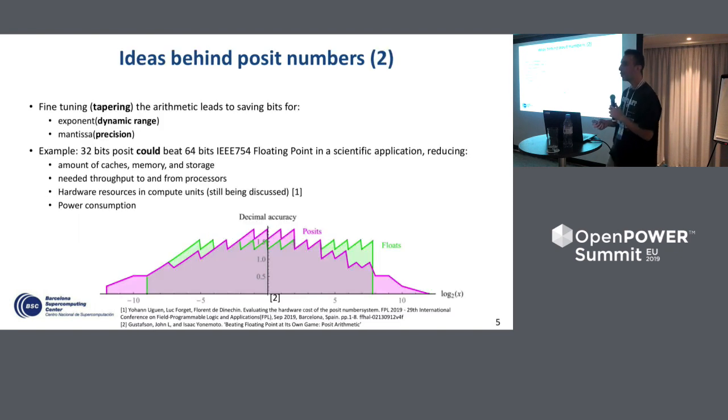From a hardware point of view, what does that mean? If we suppose that, because there is more entropy per bit in a Posit representation, a 32-bit Posit number could beat a 64-bit floating point in a scientific application. It could, it's not always true. So this directly means reducing the amount of caches, the throughput, the power consumption, and it can mean that it reduces the hardware resources of compute units. Not always true.